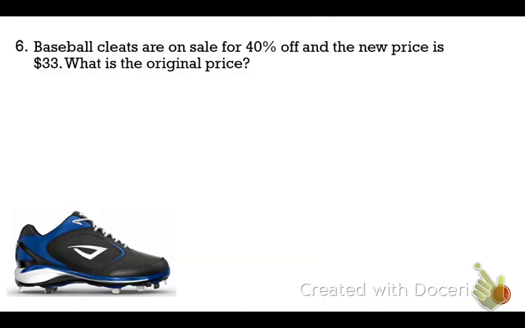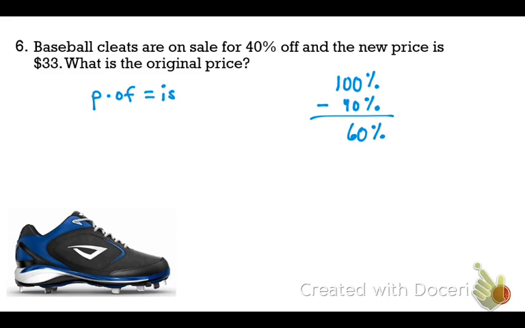All right, next up, baseball cleats are on sale for 40% off, and the new price is $33. What's the original price? Once again, start with our P times of equals is. When we do a problem like this, what is the percentage that we are actually paying if it was 40% off? 60. We pay 60%, okay? Because think about it. It was 100%. You take off 40%. So now you can see you are paying 60%. Change that. Some people are having a hard time remembering. Change this to a decimal, and you get 0.6.